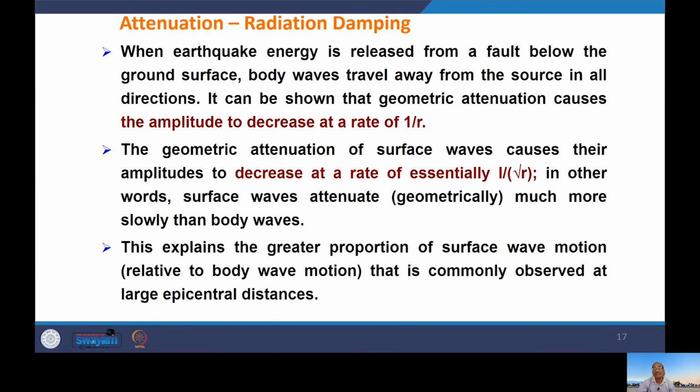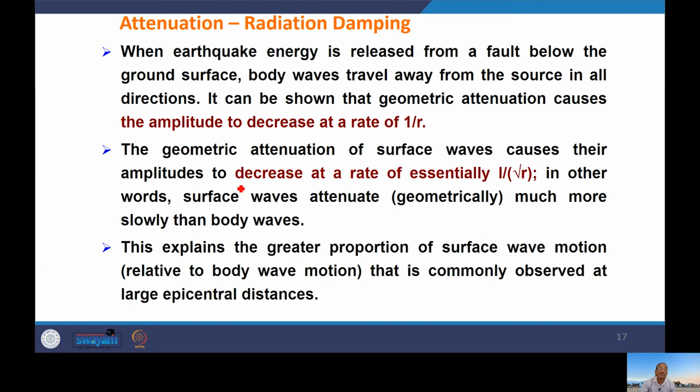When earthquake energy is released from a fault below the ground surface, body waves travel away from the source in all directions. So when you have some source of disturbance, which is called the focal point, in that case, when earthquake energy is released, body waves will travel in all directions. It can be shown that geometric attenuation causes the amplitude to decrease at a rate of 1 by r.